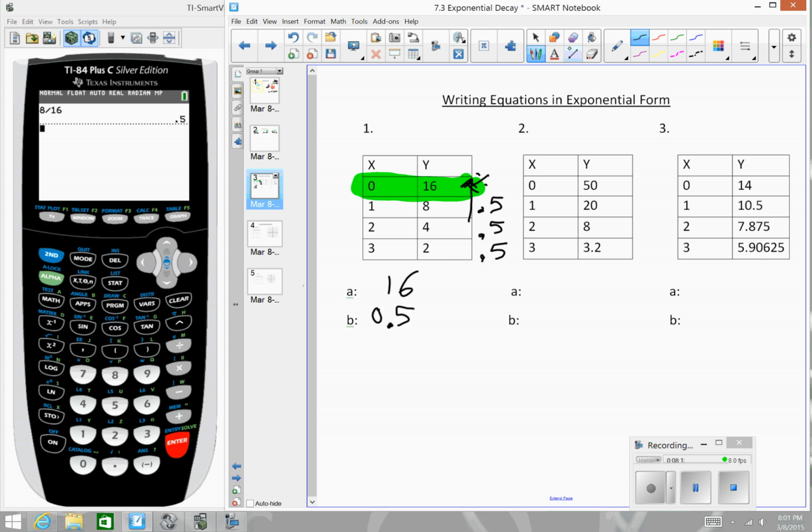Now, if you remember, our exponential model is going to look like y equals a times b to the x, okay? Where the a value is our y-intercept, and the b value is our growth factor. Easy. All you're going to do is put them together. So let's try that. So it's going to be y equals our a factor, which is 16, our b factor, which is 0.5. I'm always going to put those in parentheses. Okay, and then we're going to raise it to the x. Okay, that's all we're going to do.